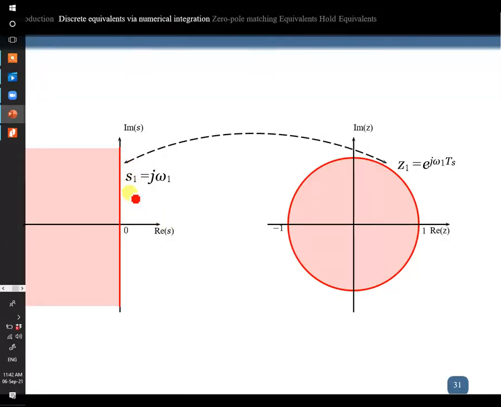That means if you have S equal to j omega 1, the point here, you can easily transfer it to Z equal to e^(j omega Ts) in the circle about the origin. That means, if you remember, Z equals e^(S Ts). Substitute S by j omega, and you can find Z1.